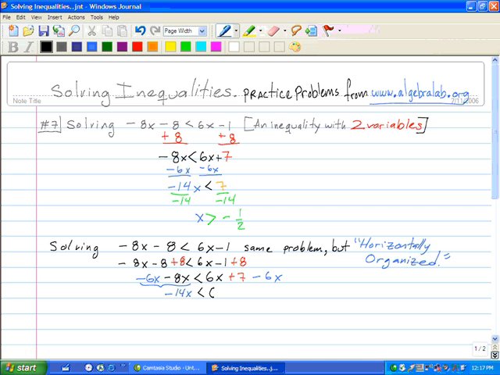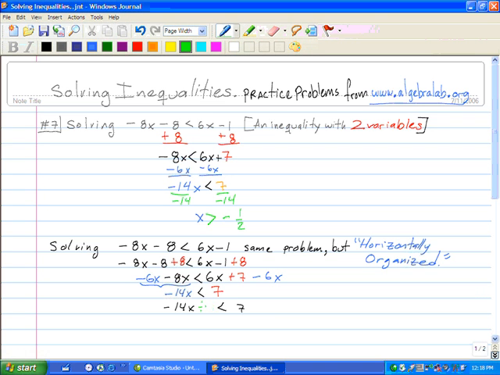Bring down my 6. No wait, this just cancelled. Bring down my positive 7. And again, the last step will be to divide by negative 14, which I can rewrite like this, horizontally.